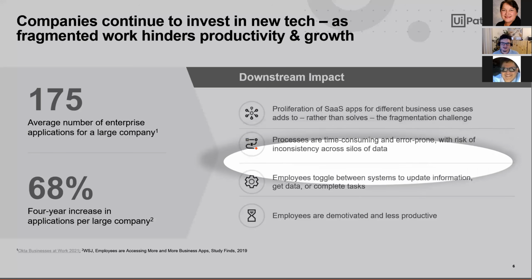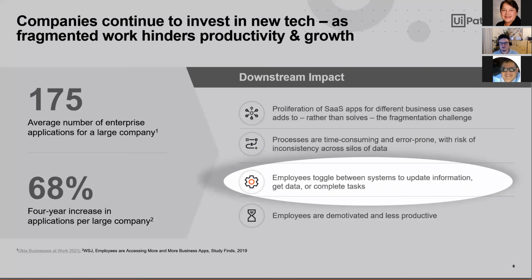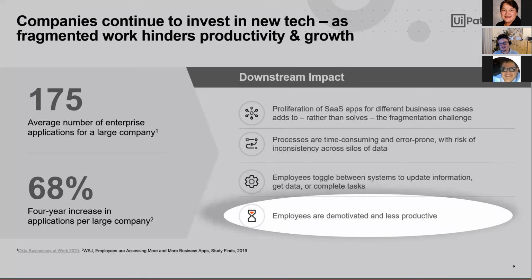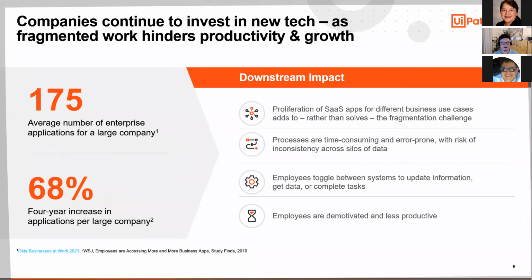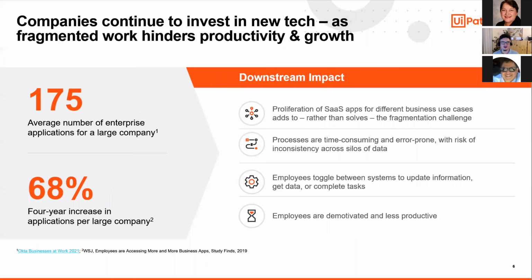And besides that, employees toggle between systems, update information, get data. That's a pretty obvious negative result of this, and it leads to demotivation and less productivity. And UiPath is about increasing productivity. So this is exactly what we try to solve. That's exactly the problem we are actually solving with our products.